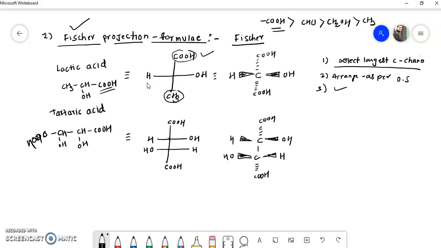In further videos, we will see another two projection formulas. One is Sawhorse and another one is Newman. So that we will see in the next video. So till now, you remember what is stereochemistry, what is a stereogenic carbon, how it is represented in the flying wedge formula, and how it is represented in the Fischer projection formula. So remember the Fischer projection formula of this lactic acid and tartaric acid. So we'll meet in the next video.